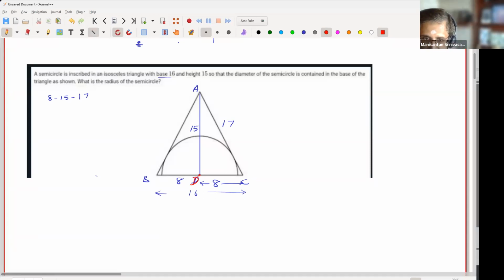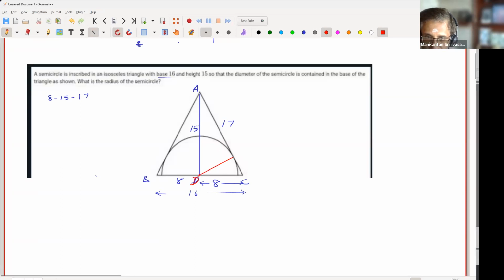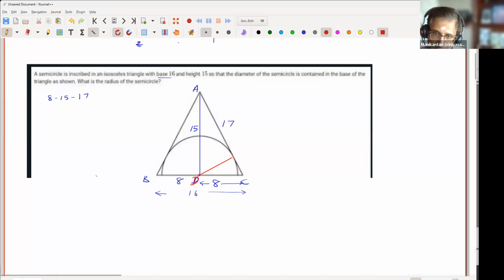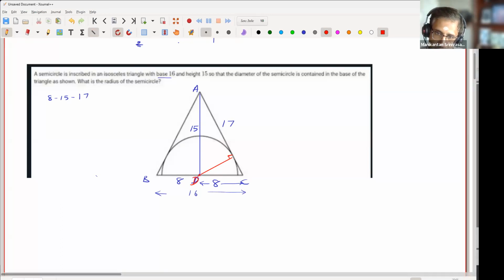So in this case, let me just draw this. Why? Because this is 90 degrees. The tangent and radius are at 90 degrees. And that'll open up new avenues. So this is 90. This is also obviously 90, right? Because it's tangential. Okay, now can you guys proceed?